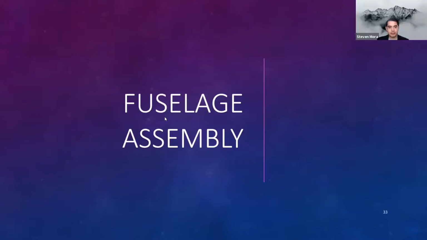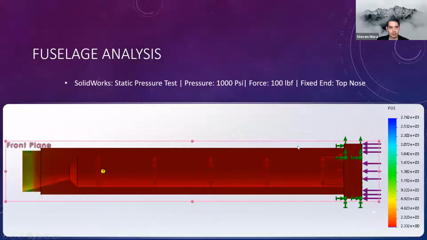Okay, so in regards to the fuselage assembly, we were able to do some simulations via SolidWorks that will give us more ideas on what dimensions we should be designing the fuselage in and what forces we should be considering. Here you can see a cross-sectional view of a static pressure test conducted via SolidWorks. These red arrows depict pressure being applied radially outward on the interface of the combustion chamber. This pressure was set to be 1000 psi.